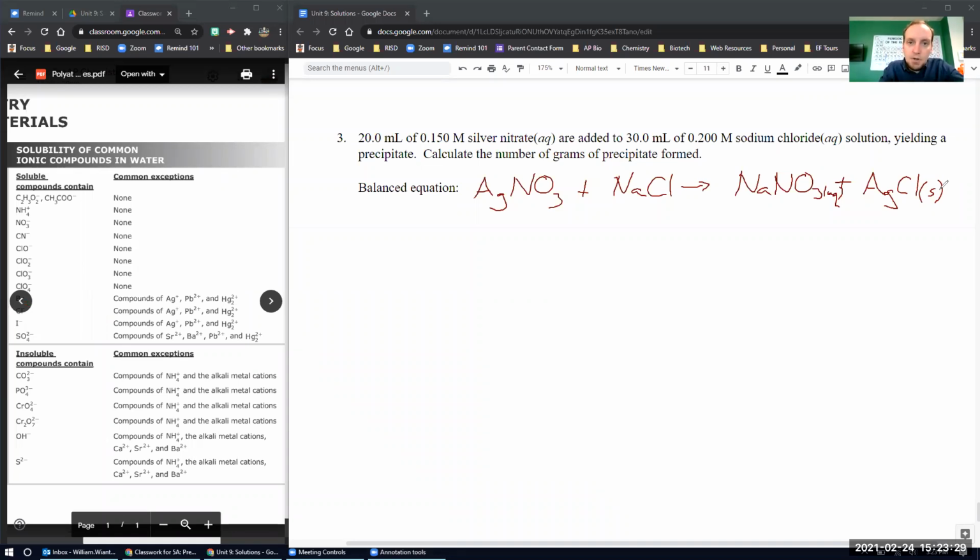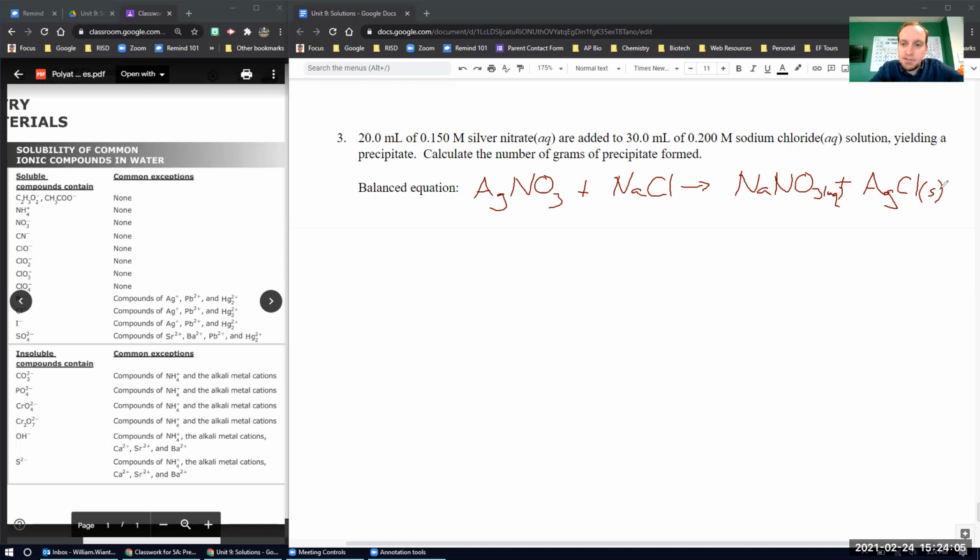Now back to the question. We're given a volume and a molarity for both of our starting reactants, the silver nitrate and the sodium chloride. So we're going to have to figure out which of these is the limiting reactant. You guys remember this from last semester. The limiting reactant is the one that would produce the least amount of product. Now, what we could do is convert both of those into moles using the molarity calculation, which we're going to do here in a second. And then we could go all the way into mass of silver chloride. We're not going to need to do that.